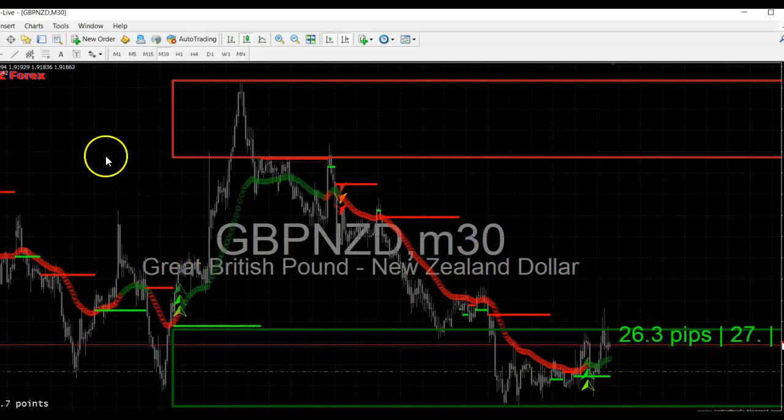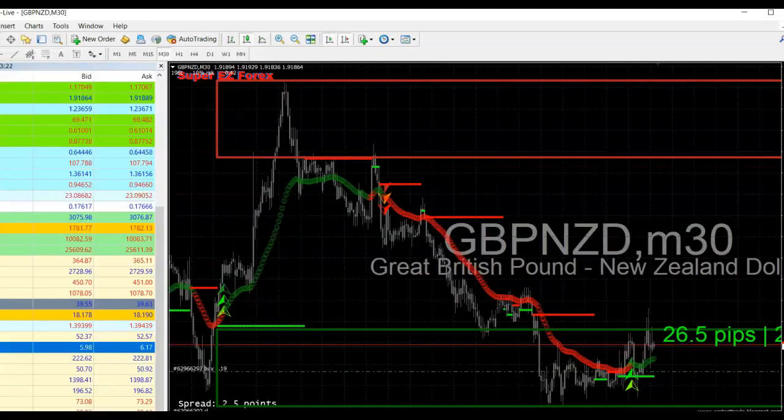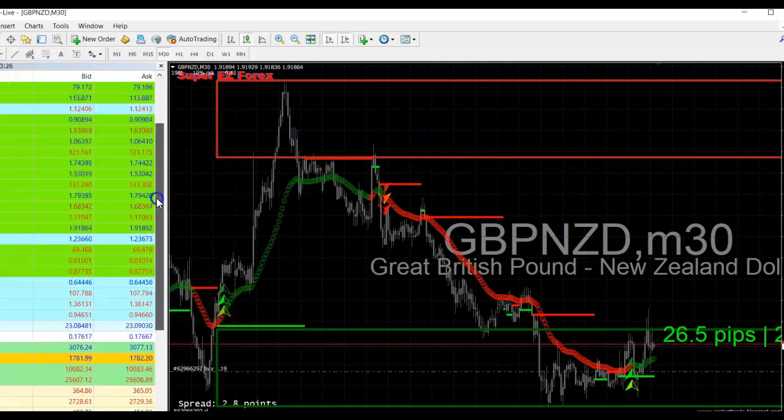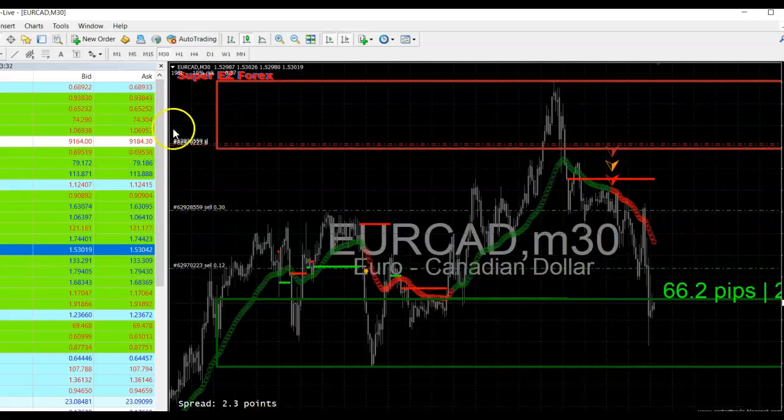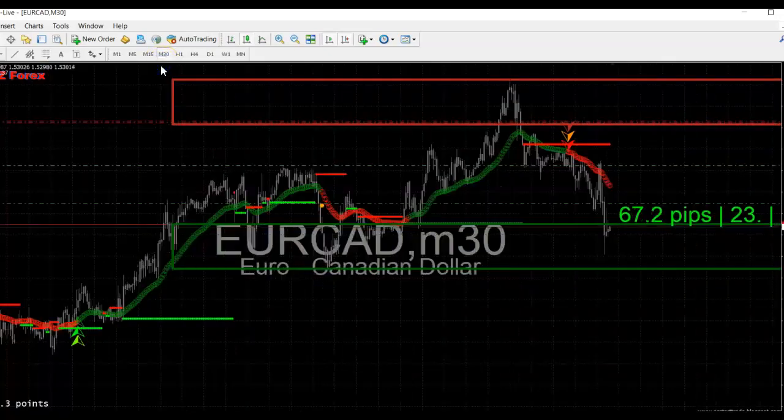Let's take a look at the Euro CAD. Give me a second. Euro CAD, because I'm in that one too. And I'm just showing you what you can expect. Again, we don't take every trade we see, but when you take the ones according to the rules, you'll see some profit margins that are pretty nice looking.